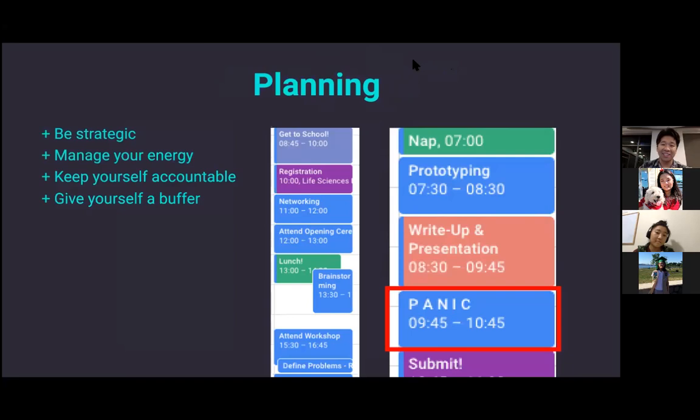Okay, planning. I mentioned before, it's make or break if you don't plan properly in the beginning. So I have 4 tips for you here. These are my key tips for any hackathon. If you want to survive, these 4 tips, okay? So be strategic.